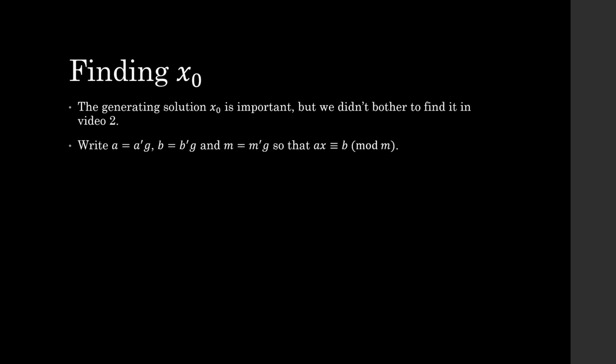So the way to do that in the general case is we're going to write a is equal to a prime times g, because remember g is a common divisor of a and m. And m is equal to m prime times g.